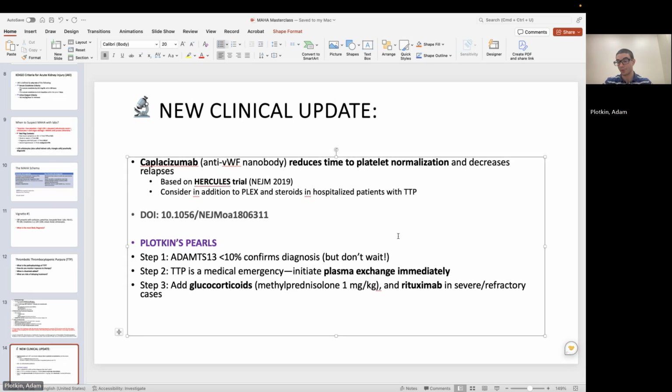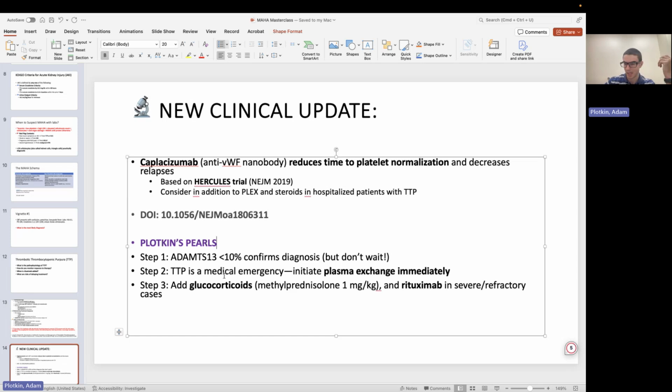So again, the pathophysiology: we have too-large von Willebrand factor because we've lost ADAMTS13. So caplacizumab makes sense pathophysiologically. Let's give an antibody that stops the von Willebrand factor that's driving this pathophysiology in the first place. It's used a lot in Europe. It's very expensive in America. So it's not formally in the guidelines yet, but it can be used.